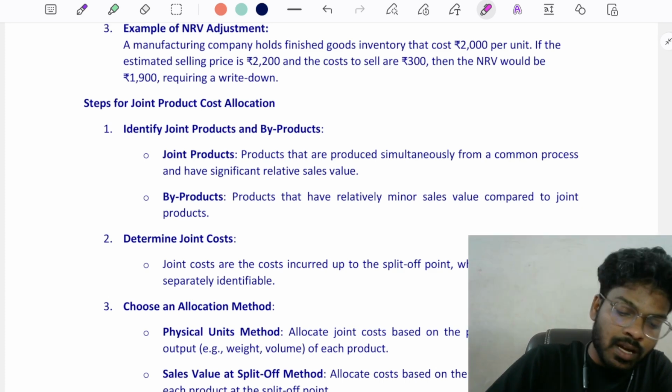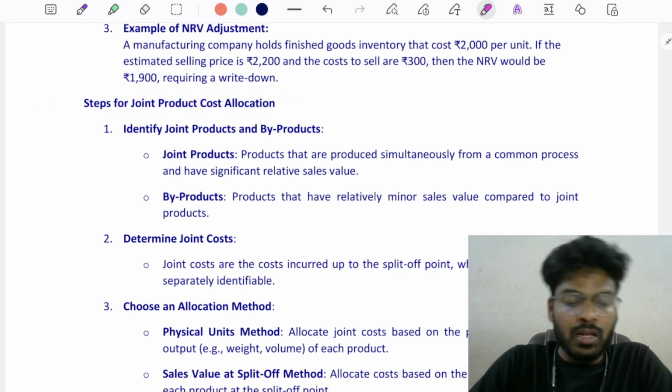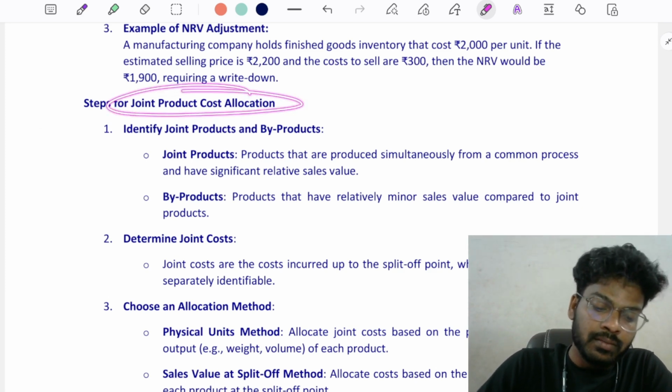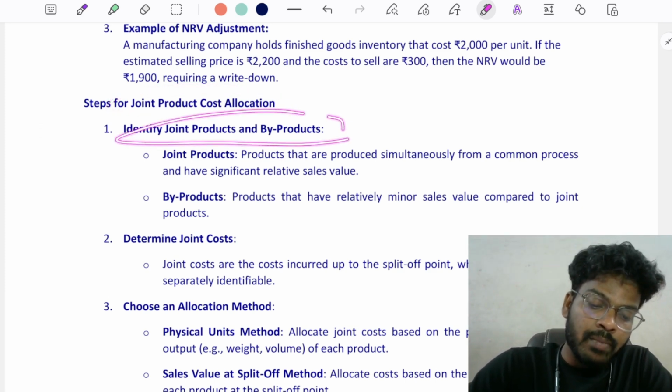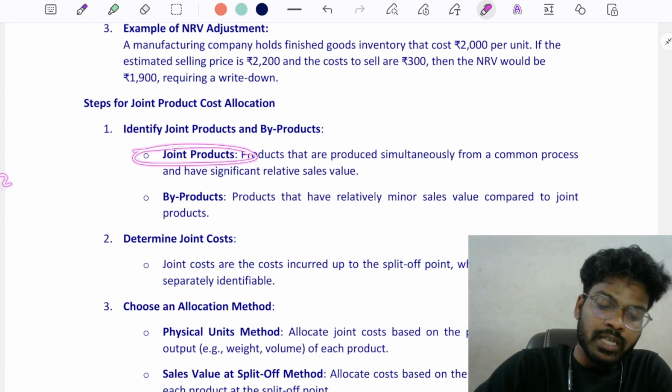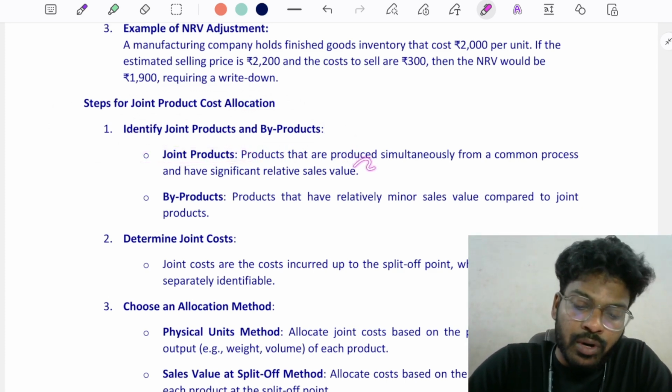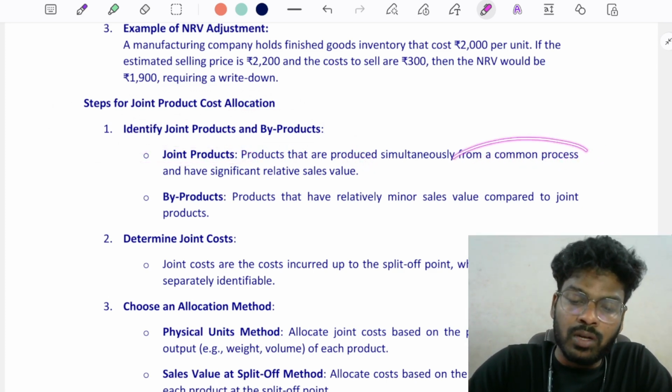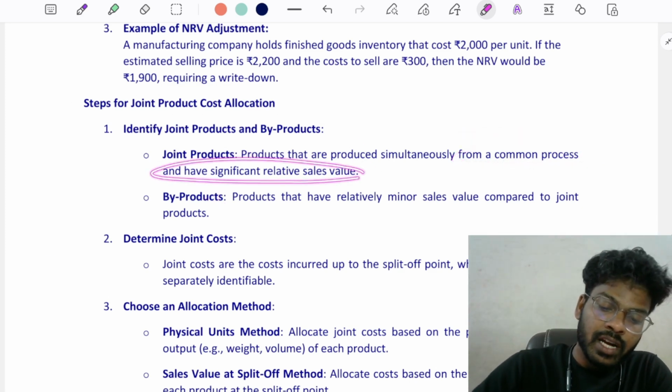Let's start with steps for joint product cost allocation. Identify joint product and byproduct. What do I mean by joint product? Products that are produced simultaneously from a common process and have a significant relative sale value.